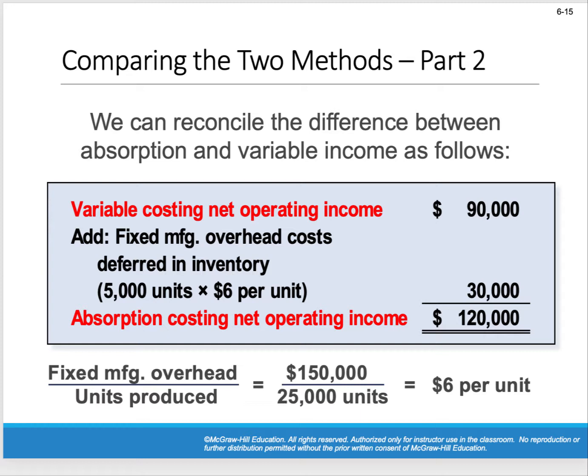We take our variable costing net operating income and add the fixed overhead that absorption costing defers. We end up with our absorption costing net operating income of $120,000. That's how we reconcile. The key is to start with the variable net operating income and add any fixed MOH that was deferred in inventory. You add the two together, and you come up with your absorption costing net income. If you didn't, you've got a problem. But the takeaway here is, one, knowing how to calculate it.